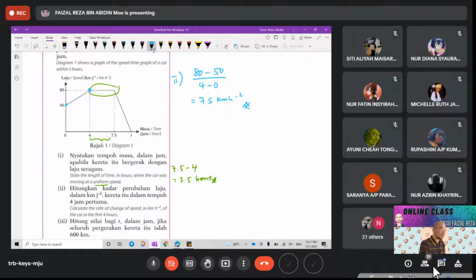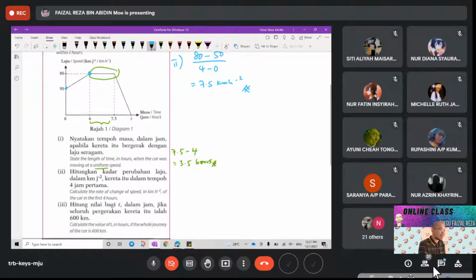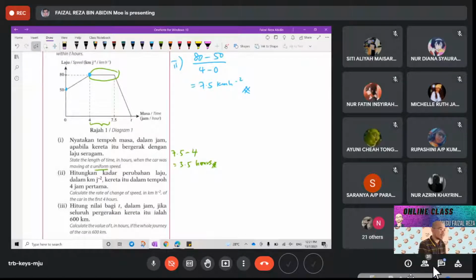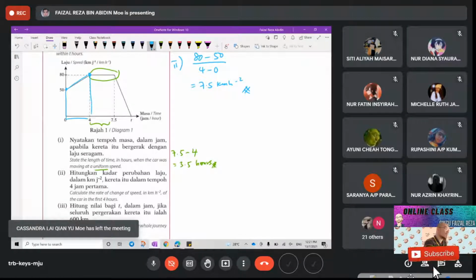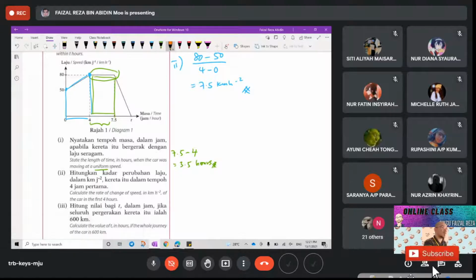Next, number 3. For number 3 over here, calculate the value of t in hours if the whole journey of the car is 600 kilometers. It means that you are going to find the area under the graph for this one. The first one you have over here is going to be your trapezium, this is going to be your rectangle, and the third one is going to be your triangle. I'm going to find them one by one.